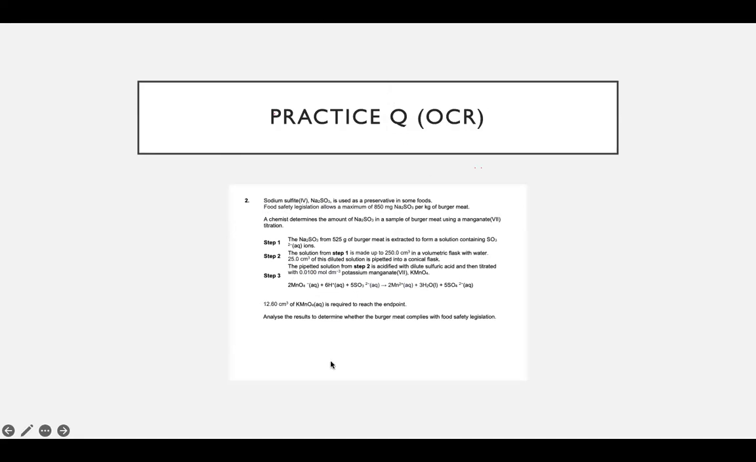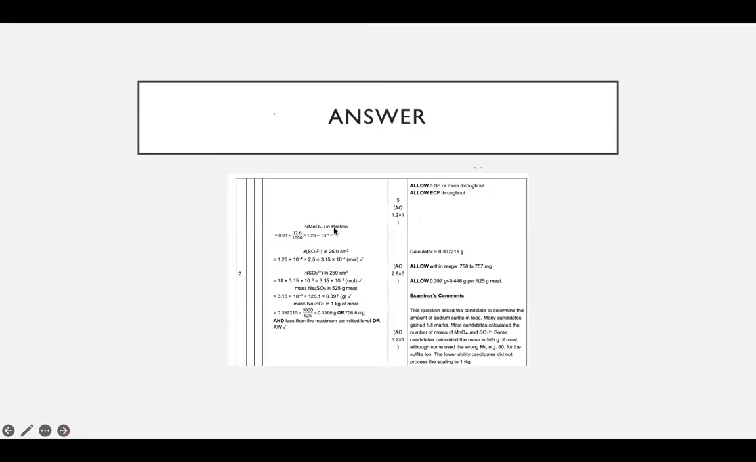Let's have a look at what the mark scheme would say. So as I said, work backwards: find the moles of permanganate, find the moles of SO3 2- in 25 centimeters cubed, times by 10 to account for the whole big flask. And then find the mass, which equals Mr times moles, remember that. Convert the mass for 1 kilogram of meat, and then you can say if it complies or not. As it says here, you have to say that it's less than the maximum permitted value.